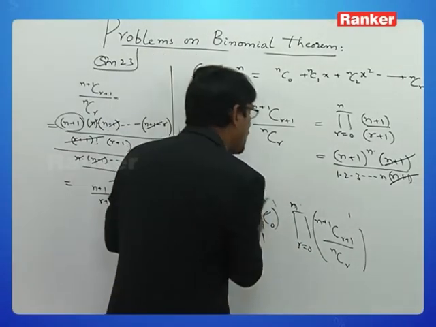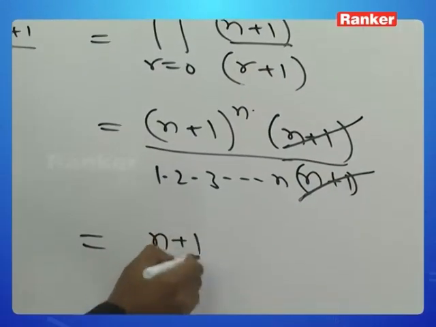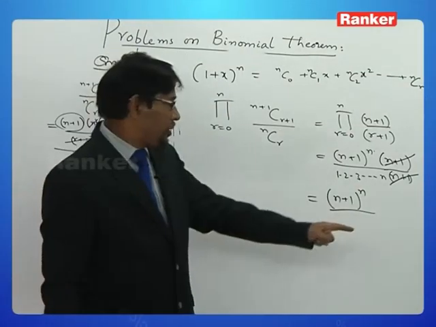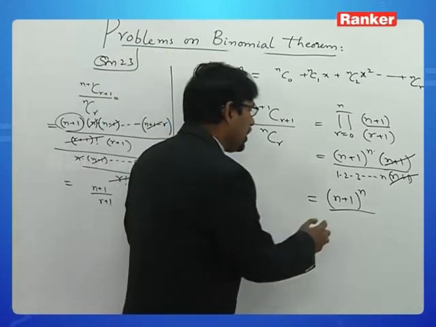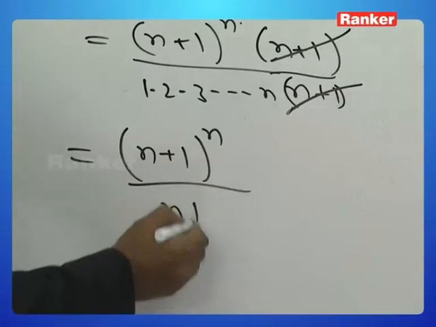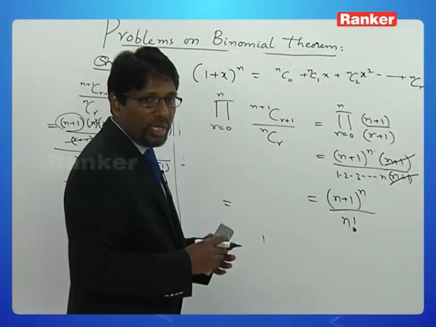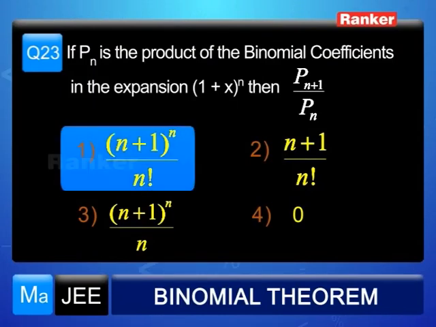So what do we have finally? Finally, it turns out to be n plus 1 raised to the power n divided by, what's the denominator? The denominator comes out to be the product of n consecutive numbers starting from 1 to n. So that is nothing but n factorial. So n plus 1 raised to the power n divided by n factorial. So what's the right option? The right option is answer 1. Let's move to the next question.